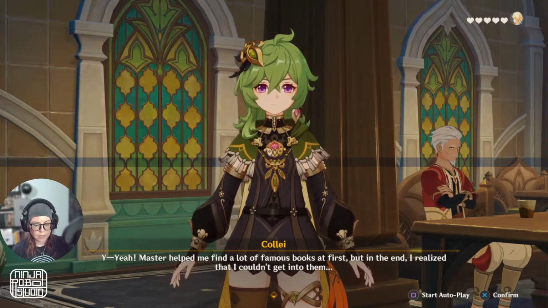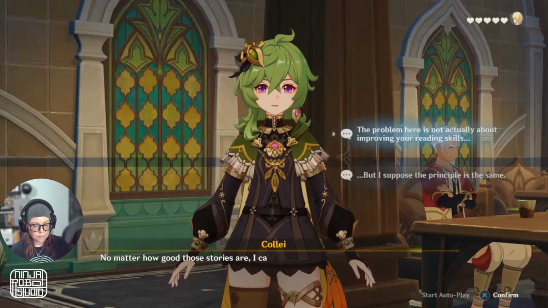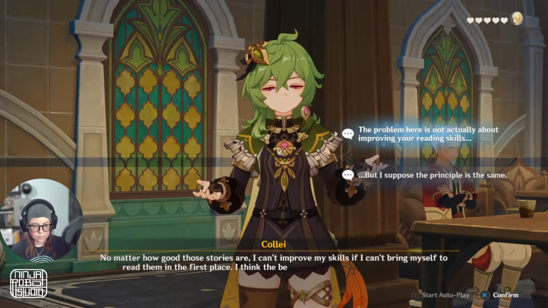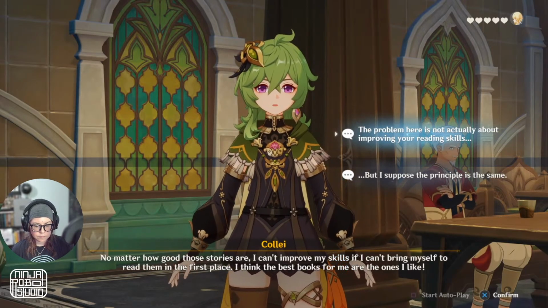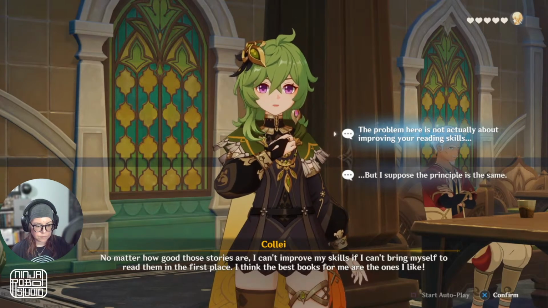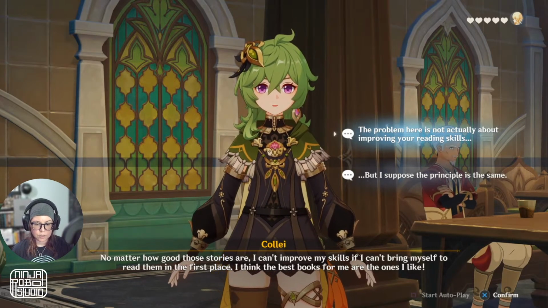Yeah, Master helped me find a lot of famous books at first, but in the end I realized that I couldn't get into them. No matter how good the book, if you can't read it, it won't help your reading and writing study. So for me, so I guess that decision didn't matter.